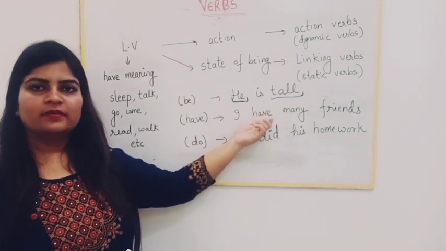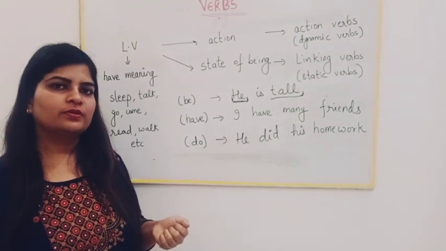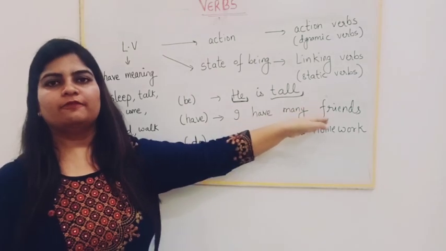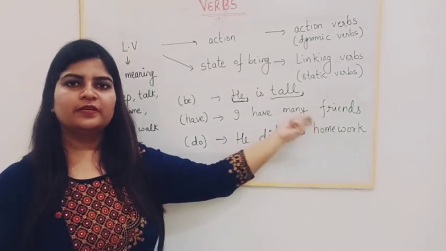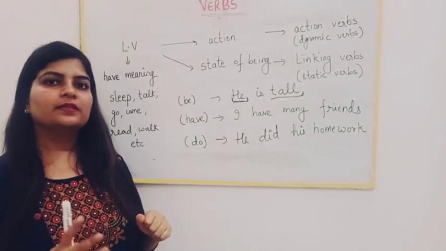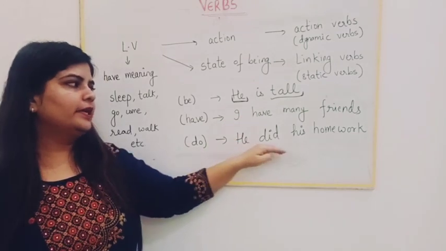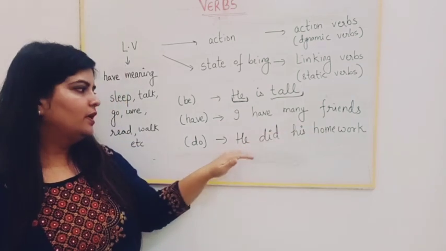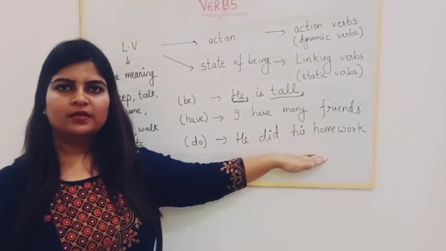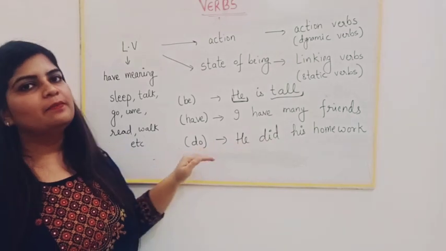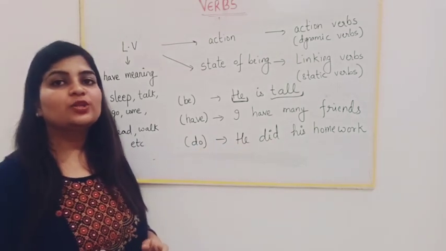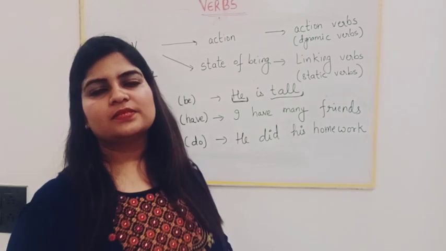So here no action has been performed, but it is showing that I have many friends. So it is just linking these many friends with I. The third sentence, he did his homework. Now this did is joining he and his homework, and you know that did is the past form of do. So these were the lexical verbs.